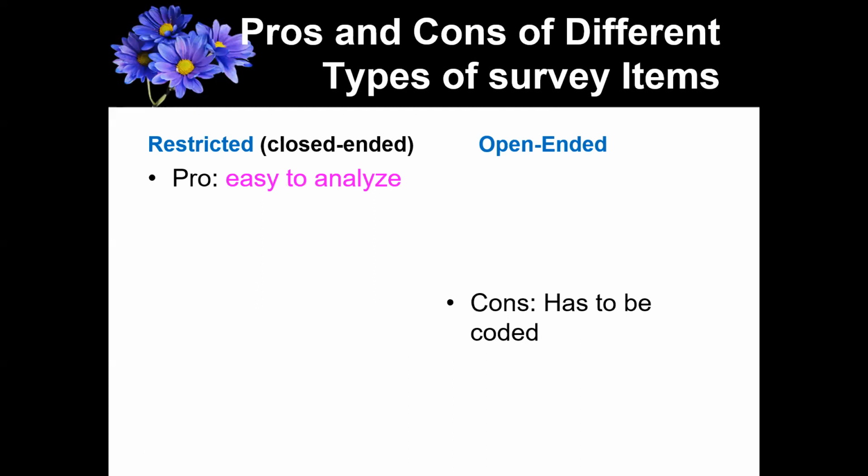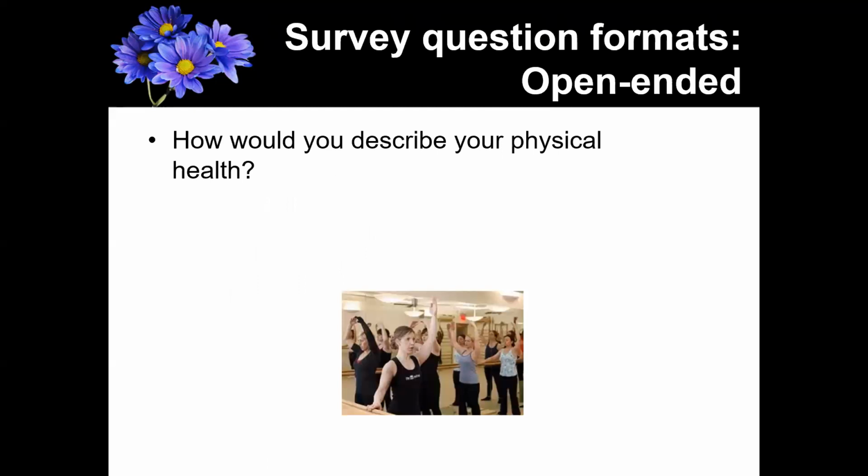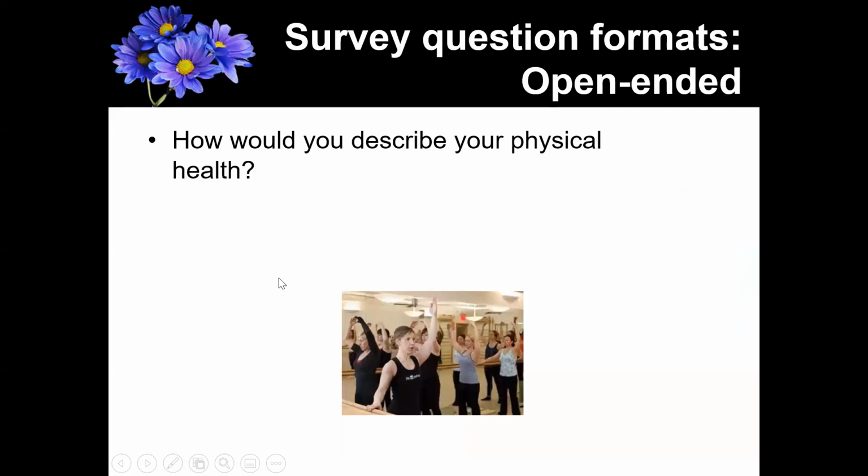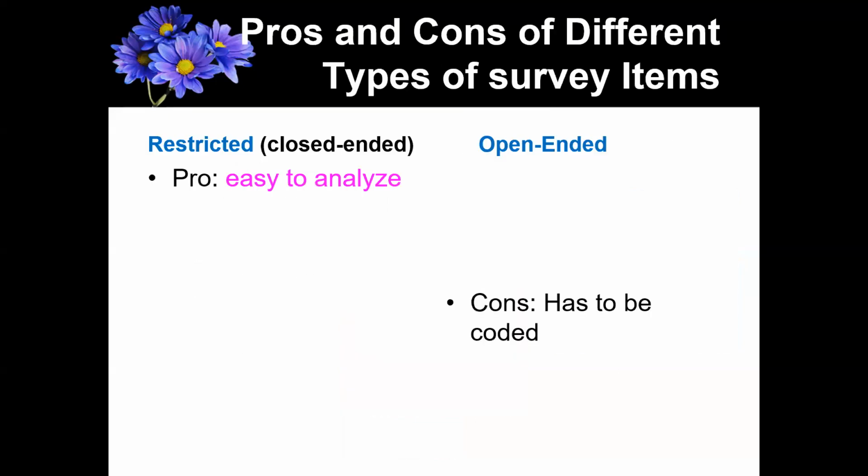The nice thing about restricted answers is that it's really easy to analyze. As you can probably imagine, when you have something like this, it's really just as simple as, okay, how many, I mean, you can do this with Excel or most survey platforms. Just figure out how many people answered this, how many people answered this, how many people answered this. So really easy to analyze. Open-ended, on the other hand, has to be coded.